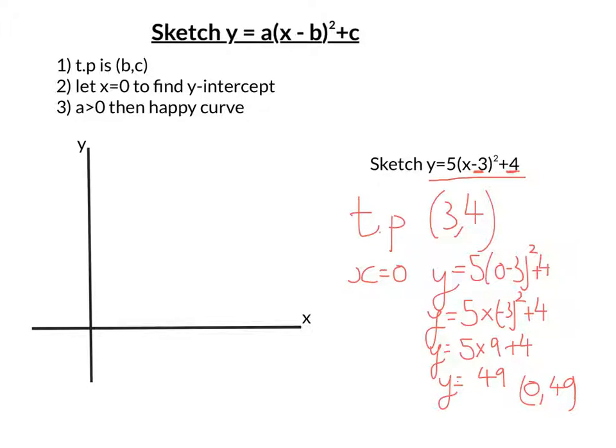Lastly, we see if it's a happy or sad curve. If a is greater than 0, then it's a happy curve, and we have 5, which is greater than 0, so we have a curve like this. To sketch it, what I suggest is that you sketch a curve on first and then fit the turning point and the y-intercept to it. So we've got our turning point at (3, 4) and our y-intercept at (0, 49). And there is your curve.